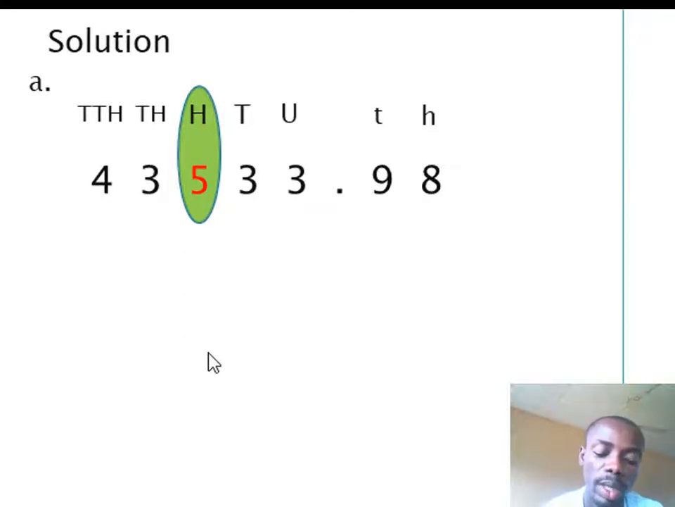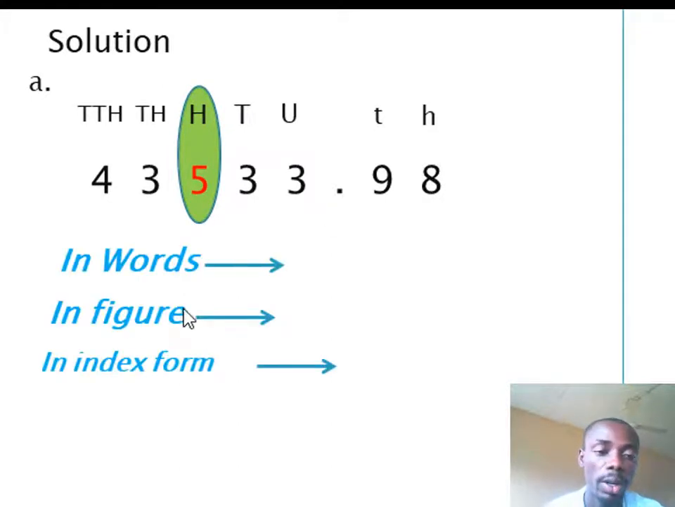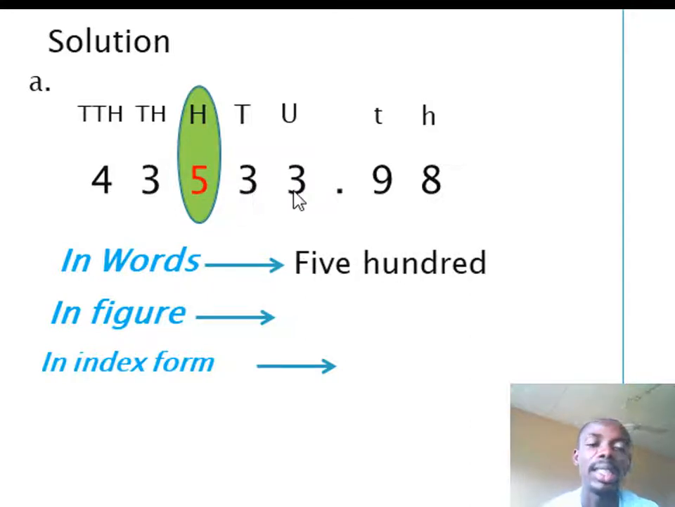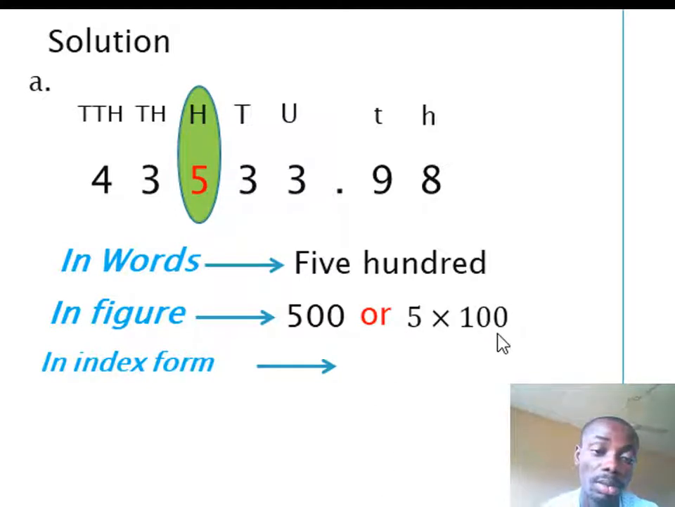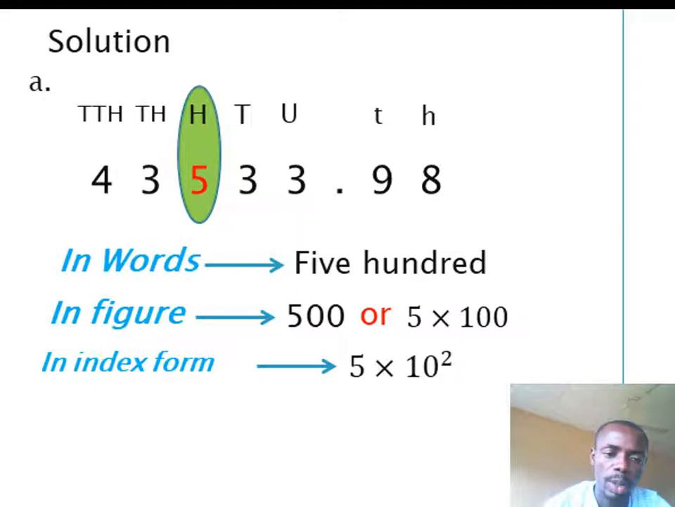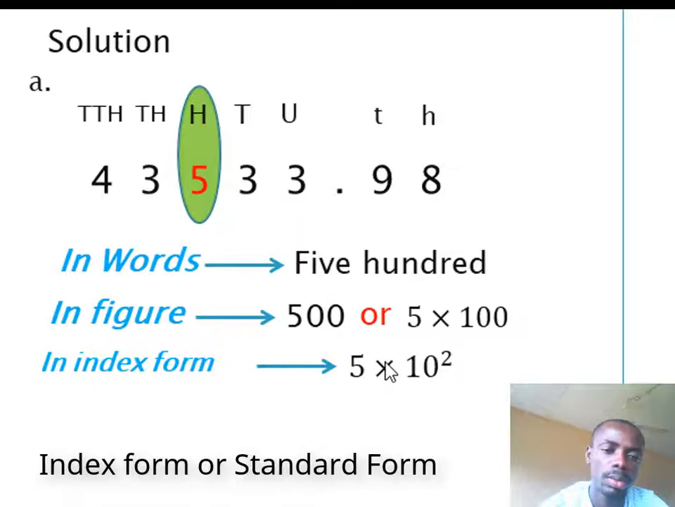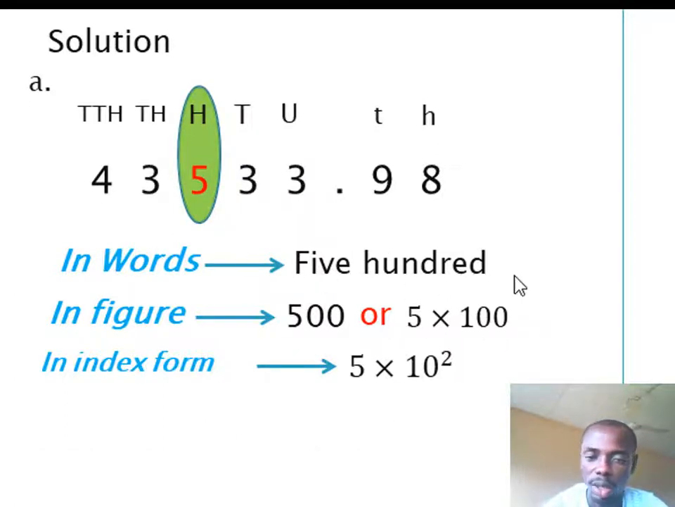So we want to express our answer in words, in figures, and in index form. So the answer in words is going to be five hundred, because this is 533. Okay, so it's 500. Now in figures, you could write it as 500, or you write it as 5 multiplied by 100. So it could be expressed either way. Now in index form it could be expressed as 5 multiplied by 10 to the power of 2. Okay, so in your multiple choice question, your answer might be expressed in any of these ways. Just know which one is which.